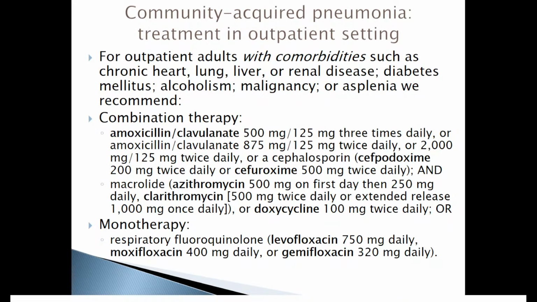In patient with non-severe clinical course of pneumonia, but with comorbidities such as chronic heart, lung, liver, or renal disease, diabetes mellitus, alcoholism, malignancy, or asplenia, we recommend combination therapy, amoxicillin plus clavulanic acid. So clavulanic acid is inhibitor of penicillinase. So it increases spectrum of amoxicillin and increases effectiveness of this treatment.